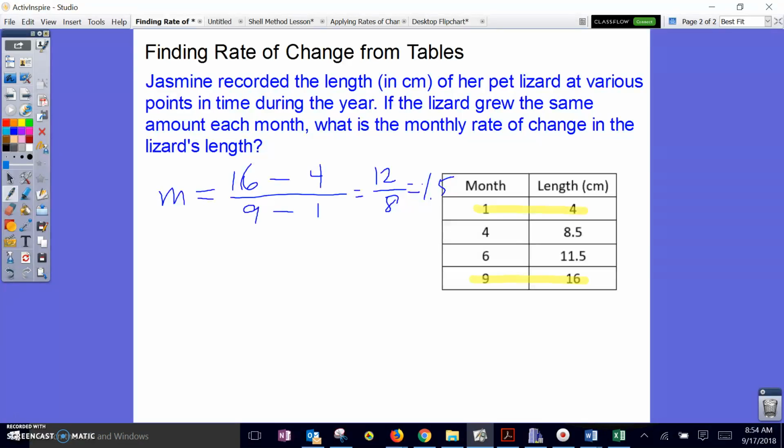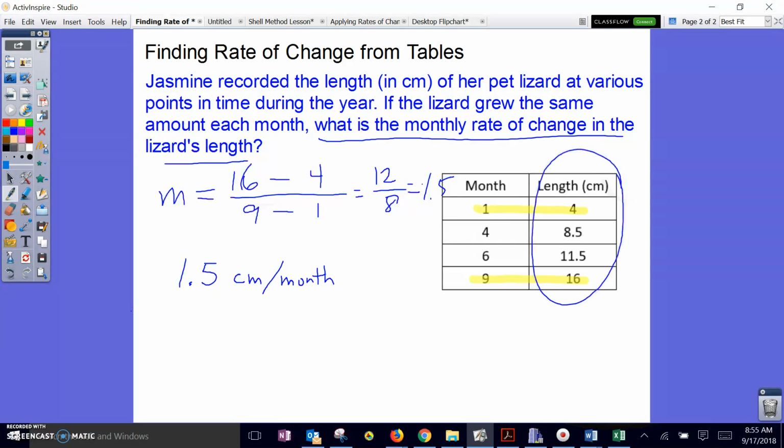Now, in an application problem dealing with rate of change, we want to answer the question with the appropriate units. So we're asked, what's the monthly rate of change in the lizard's length? It is 1.5. Okay. And then our units are going to be centimeters per month. Again, our slope formula is right-hand column over left-hand column. And so when we're writing our units for a rate of change, it's always going to be whatever the units are in the right-hand column over whatever the units are in the left-hand column.